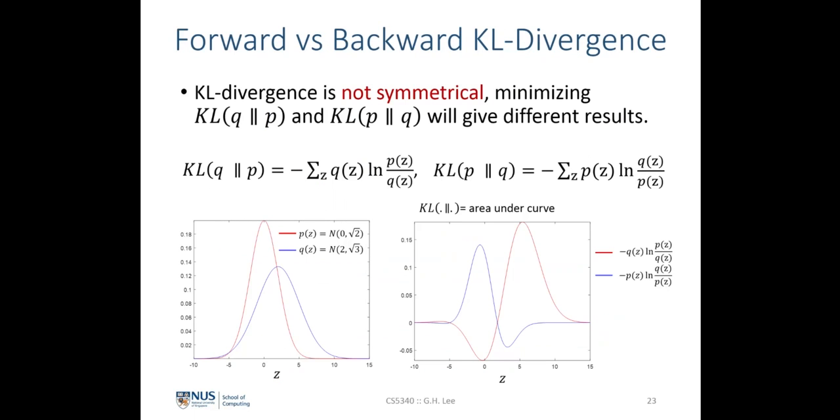Now it's important to note that the KL divergence is not symmetrical. Minimizing the KL divergence of Q and P is not the same as minimizing the KL divergence of P and Q, and they will give different results. We'll see an example to illustrate the difference. The KL divergence of Q and P is equivalent to this expression, the sum of q(z) log of p over q, where, if z is continuous, we simply replace the summation with integration over dz.